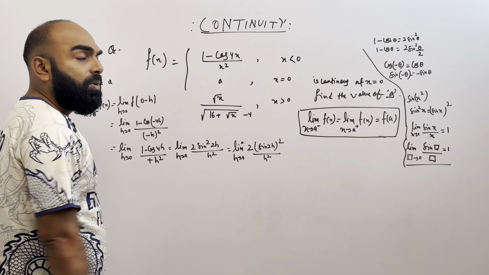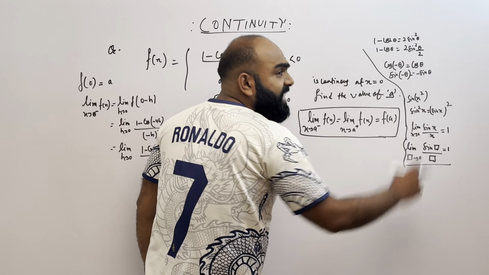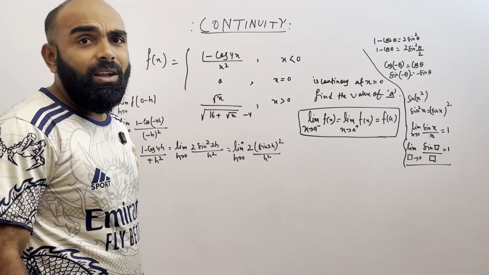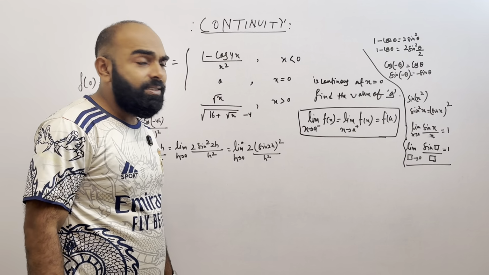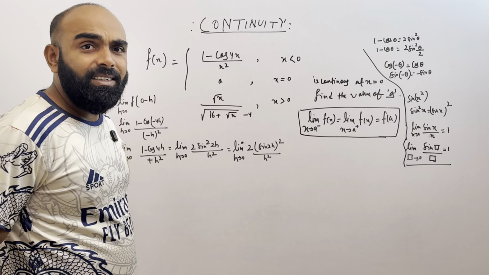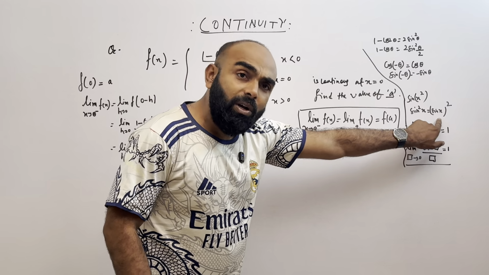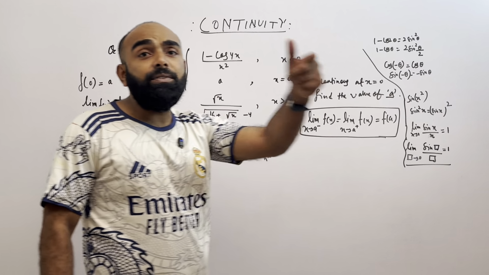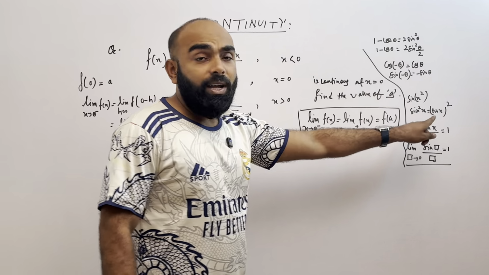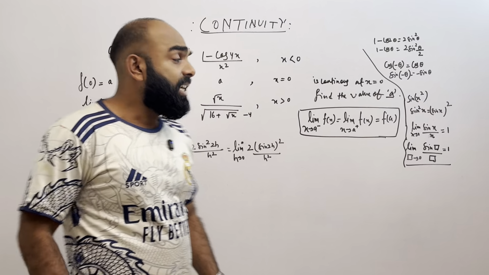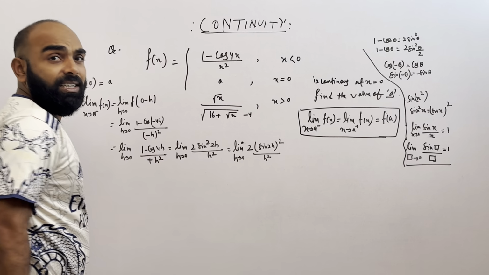I have shown you sine square x is written as sine x ka whole square. Understand? Sine x square is a different thing. Here theta is x square, here theta is x only, here theta is 2h only.